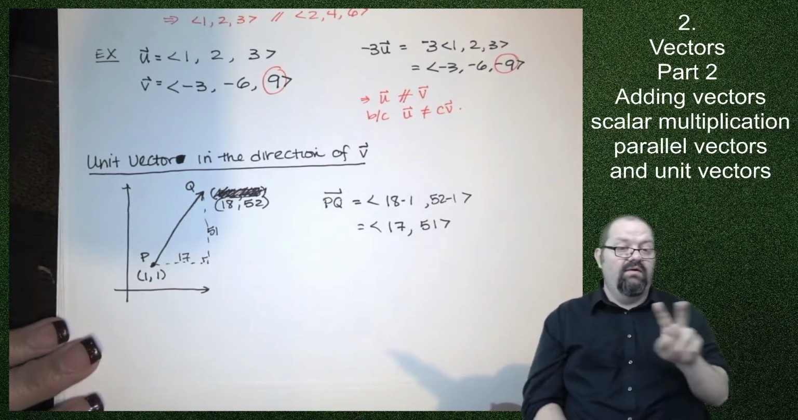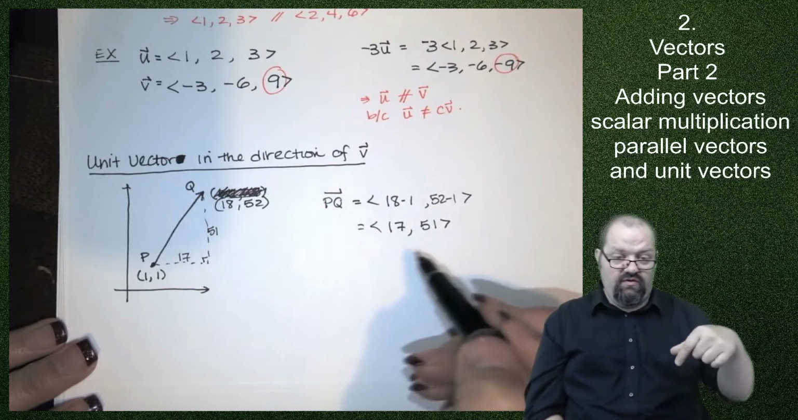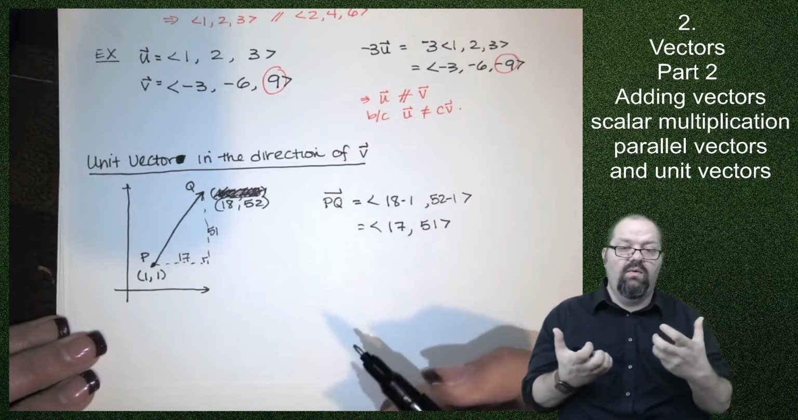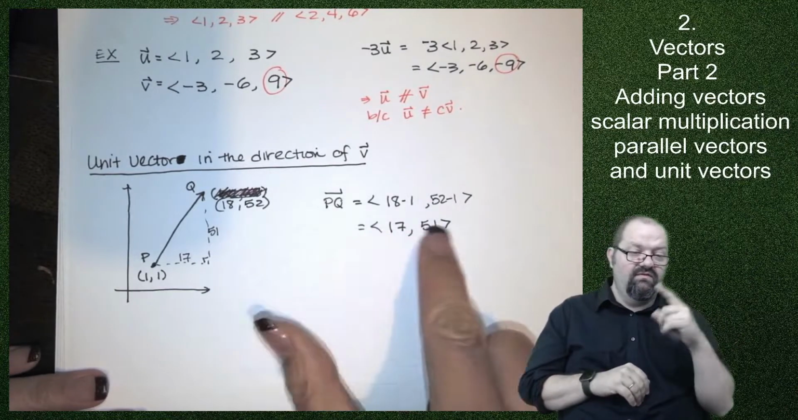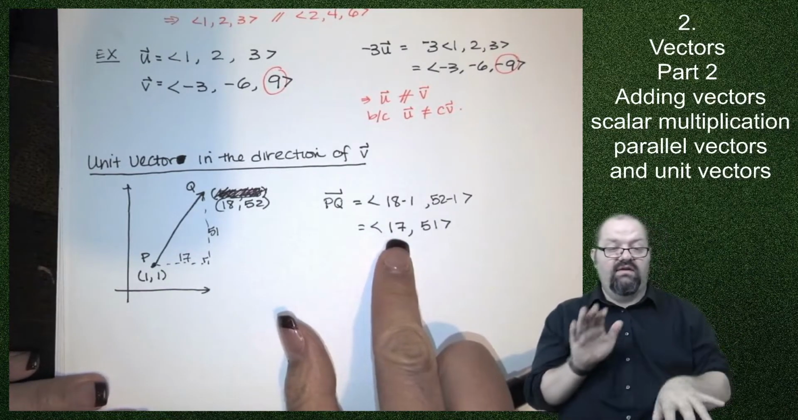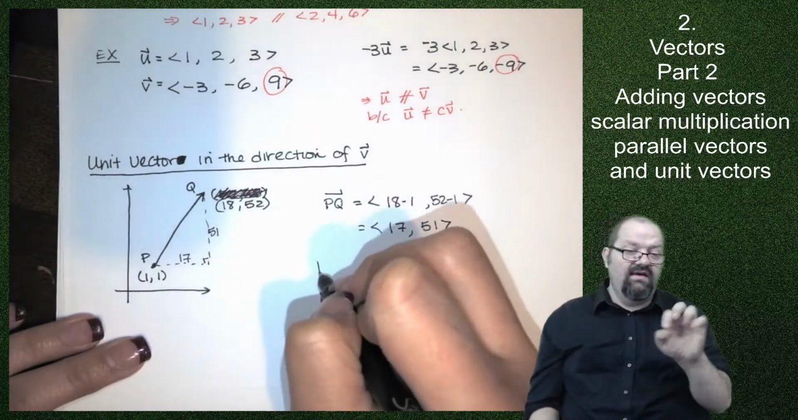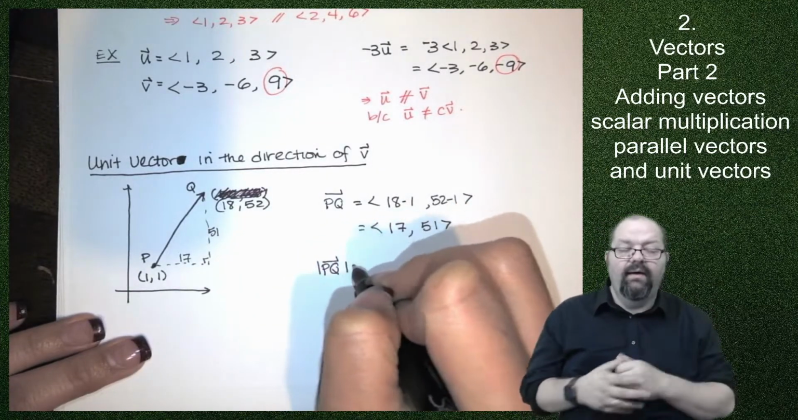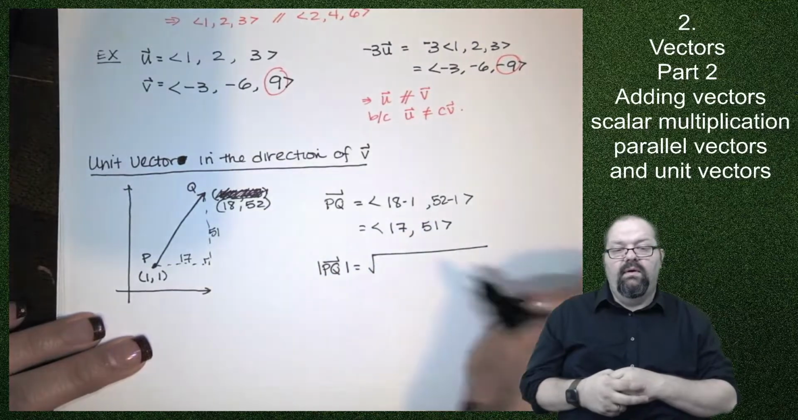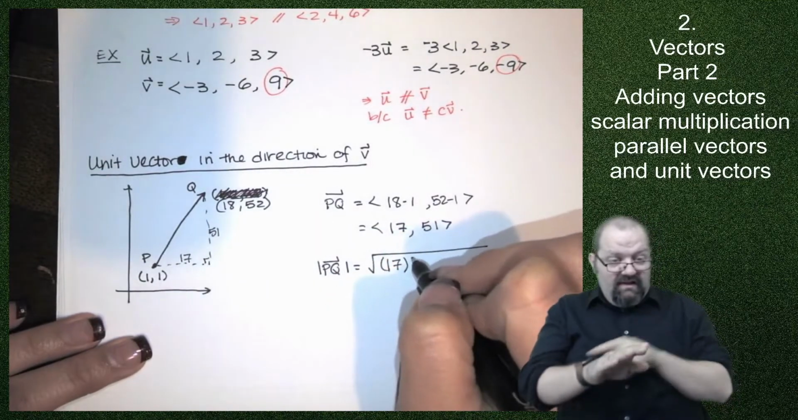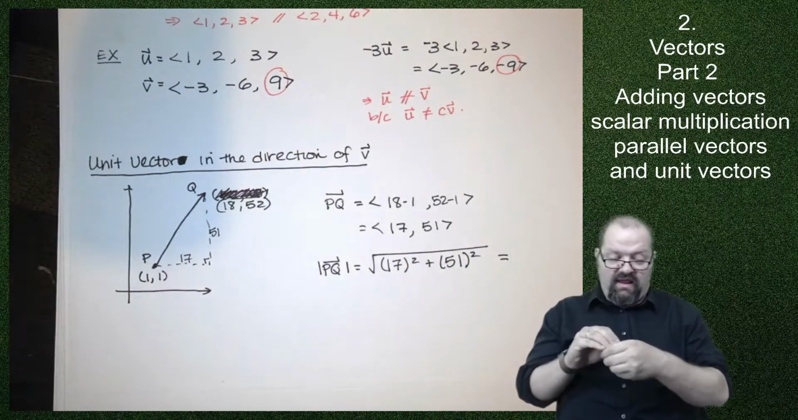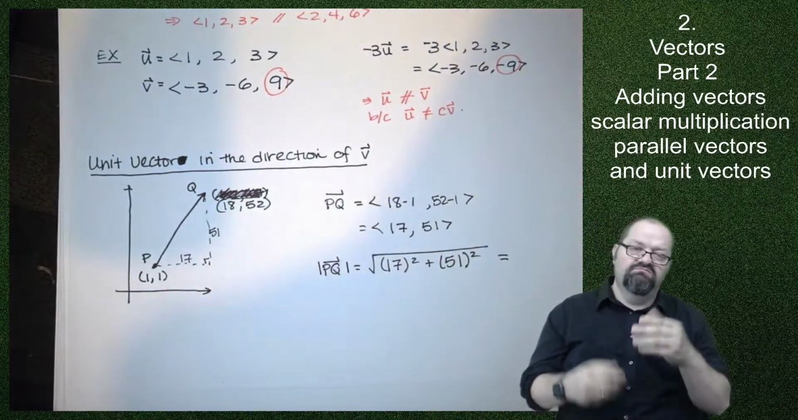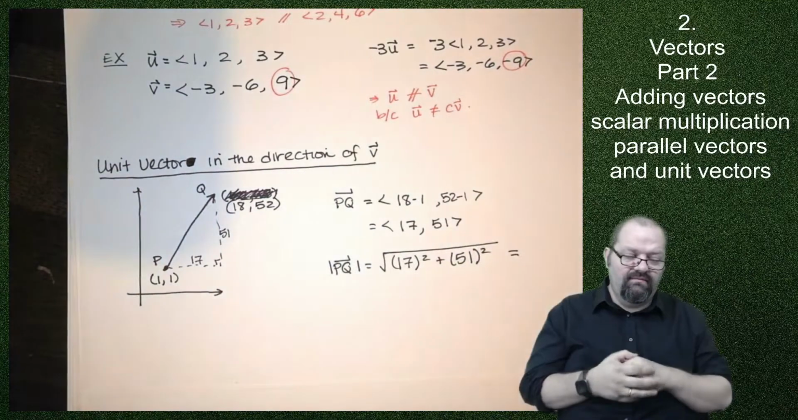If I want the unit vector in that direction, the vector that's exactly 1 unit long that goes in that direction, well, it's actually pretty easy. First, I find the length of this vector. I don't know what it is. Remember how we find length? We take the components, square them, add them, and take the square root. I would probably use a calculator for this. I'm reaching in my purse.